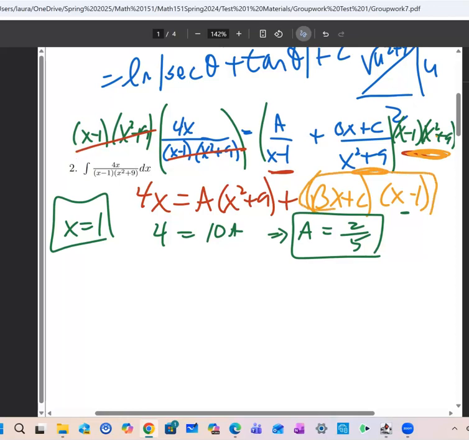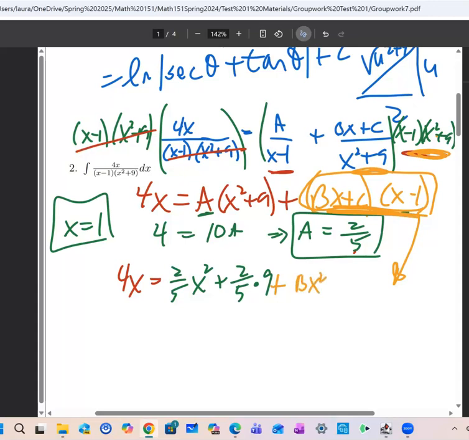This one's tricky, so you might want to take the time to multiply this out. So I'll carry this along. And why don't we plug in the 2/5 for the A, right? We know it. 2/5 x squared plus 2/5 times 9. I'll just leave it like that. And then it's very easy to make a mistake with this, so I'm just going to multiply it out. So I get Bx squared minus Bx plus Cx minus C.